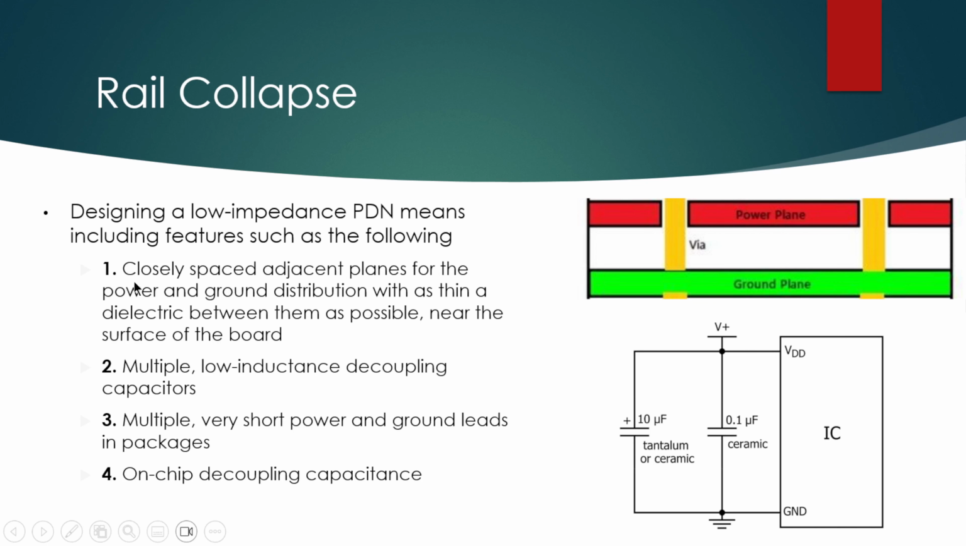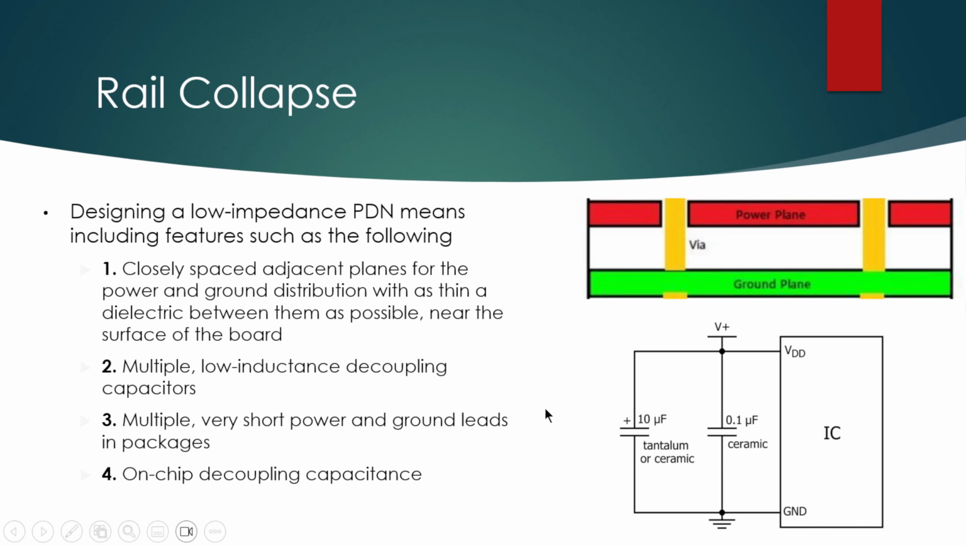To achieve that, there are some ways, and the first way is to use thin dielectric material between the power and ground planes. This will be taken care of when we get a technology from the foundry itself, because the foundry is recently trying to use very thin dielectrics in between the power and the ground planes, so that it will help us in designing low impedance PDNs.